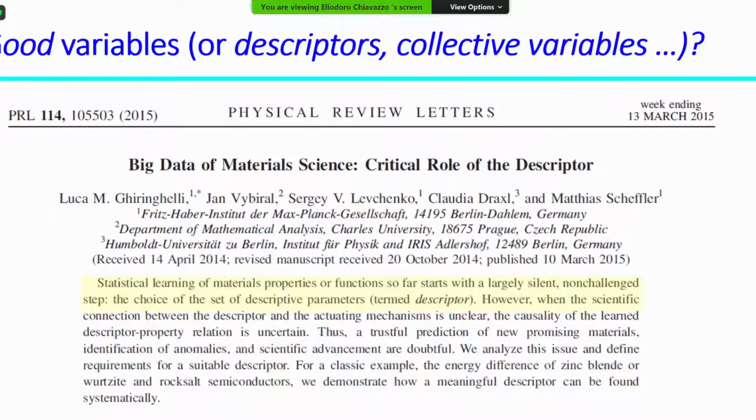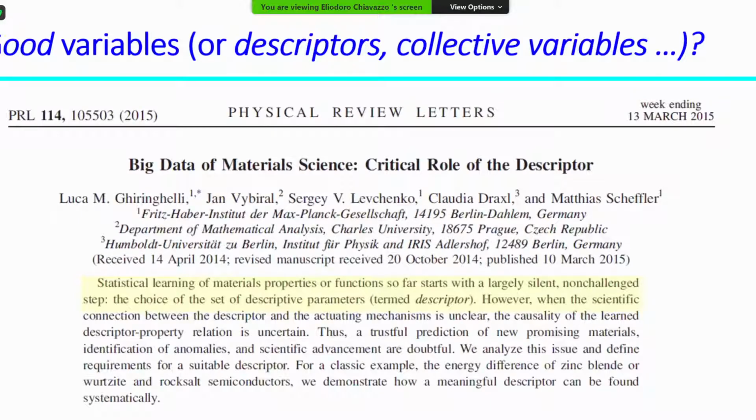In order to do that, I would like to quote the abstract of a paper that was very inspiring to me and appeared in PRL a few years ago. It says that statistical learning of material properties or function so far starts with a largely silent and unchallenged step, which is the choice of the set of descriptive parameters. This step is many times in the scientific literature just silent and unchallenged, but it is crucial for setting up very good models. And if you think of it, this problem was always there.